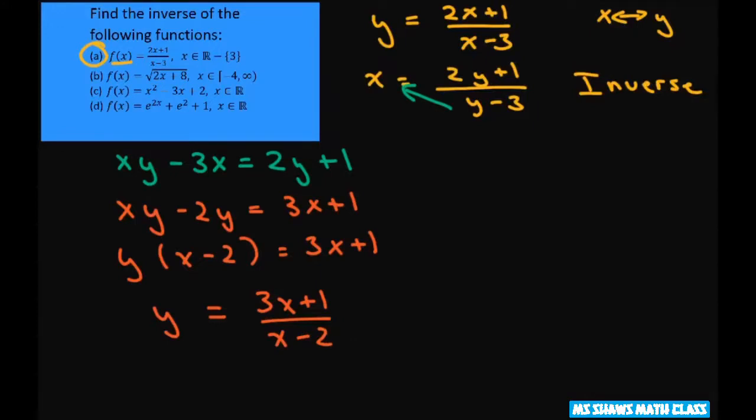Now, state the domain for this. We do have a restriction, so x is all real numbers minus our 2, because we can't have 2 in the domain. All right, continuing on, we're going to do the same thing here.